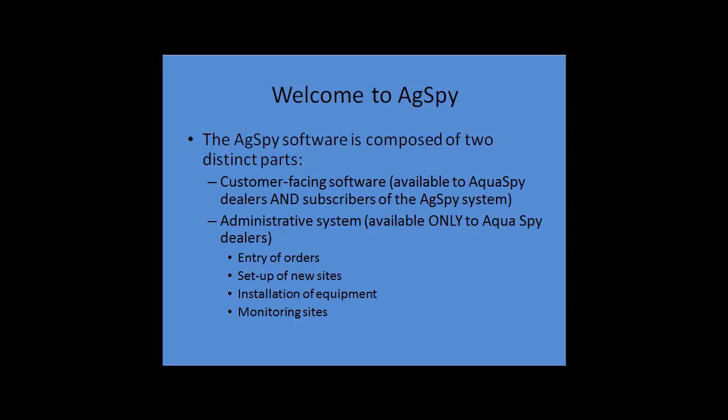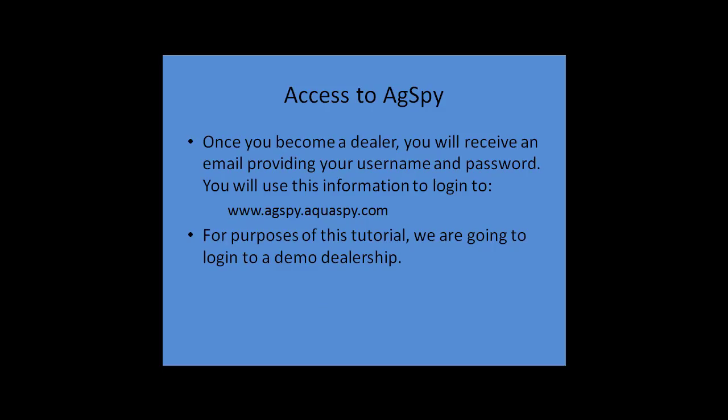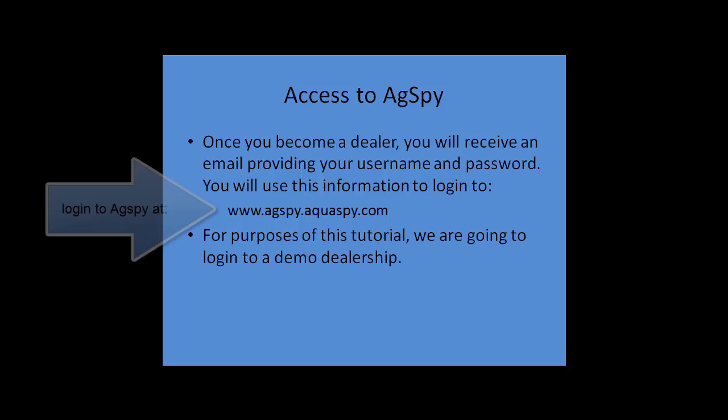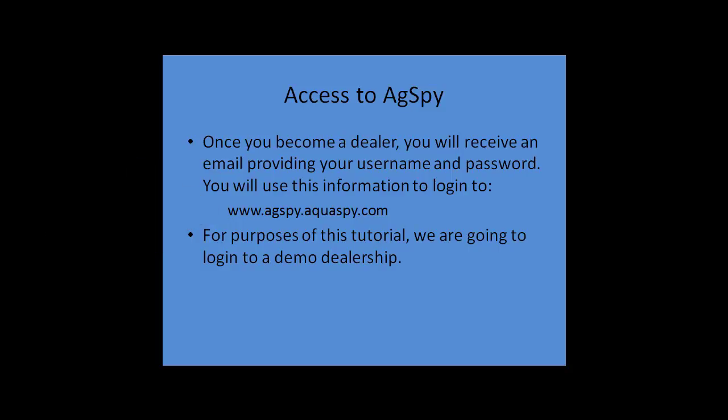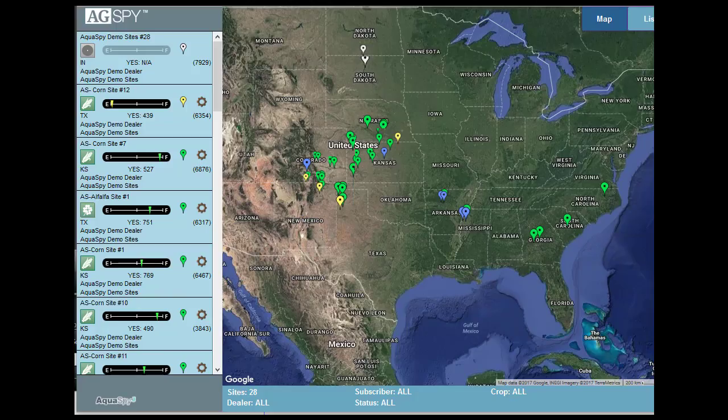This tutorial will give you a brief overview of the AgSpy software, including both the screens that end users see and the screens that only dealers see. Once you become a dealer and AgSpy sets you up in the dealer database, you will receive an email providing you with your username and password. You can use this information to log in to the URL shown here. But for purposes of this tutorial, we are going to log in as a demo dealer.